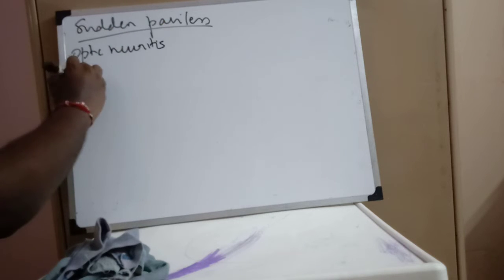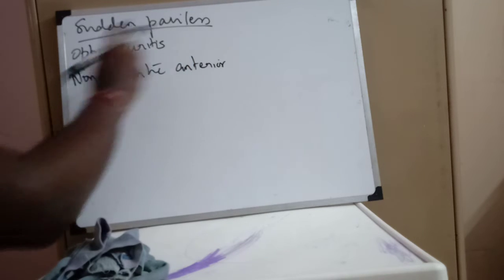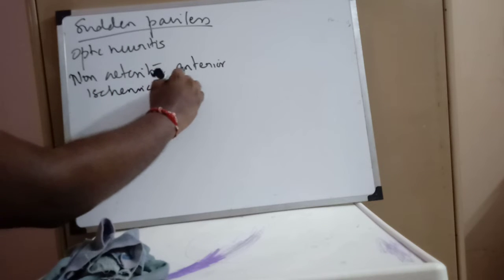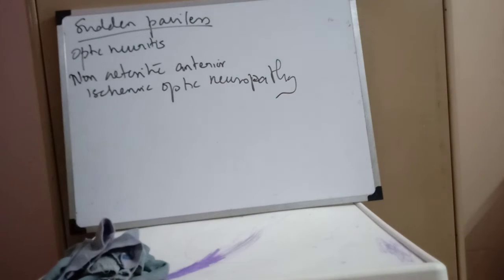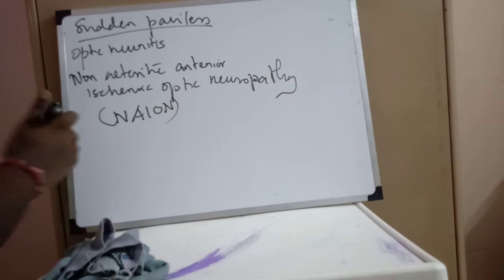Next, sudden painless diminution of vision. It can be divided into vascular occlusions and other conditions. We will deal with the other conditions first. You can have optic neuritis, non-arteritic anterior ischemic optic neuropathy. Pay attention to every word. Okay, this is called NAION.